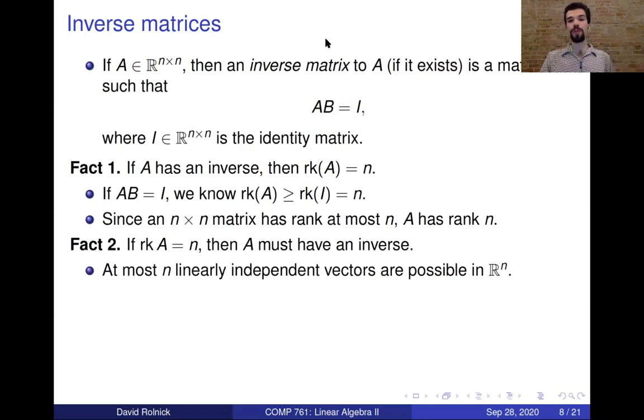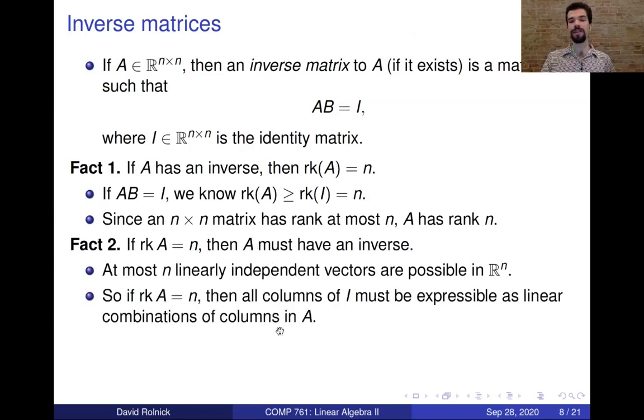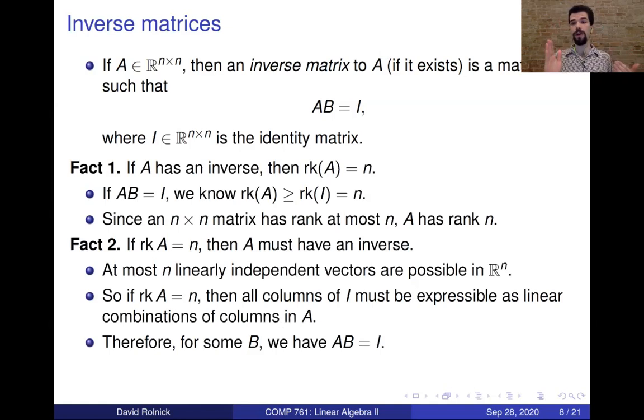We know that at most n linearly independent vectors are possible in R to the n. So that means that every other vector in R to the n can be expressed as a linear combination of the columns in A. But that means that there is some B that gives us AB equals the identity. The reason being that the columns of B are just exactly those linear combinations.